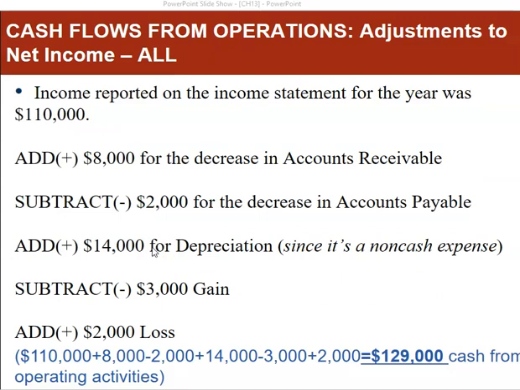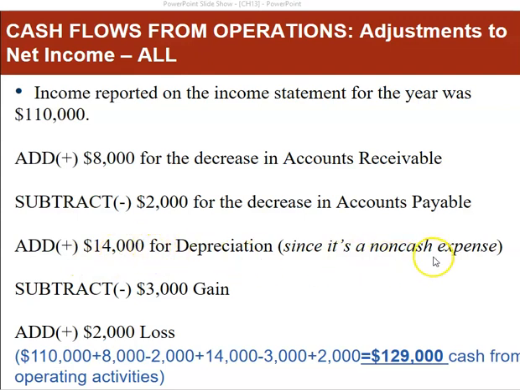So let's look at all of these together. Income reported on the income statement for the year was $110,000. Accounts receivable decreased, so we're going to add $8,000 because overall we had $8,000 in collections that didn't have anything to do with this year's net income. We have a decrease in accounts payable of $2,000. That means that overall we actually used some cash to pay down liabilities from a prior period, and that has nothing to do with this year's net income. So decrease in accounts payable is a subtraction.